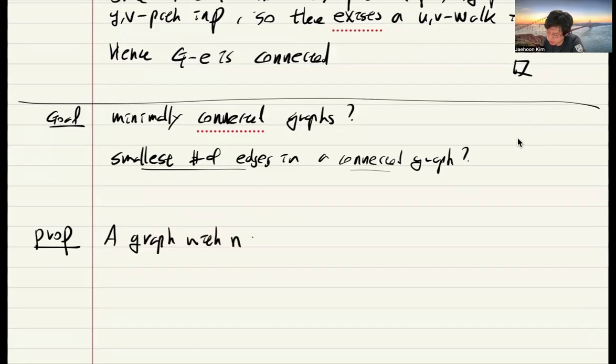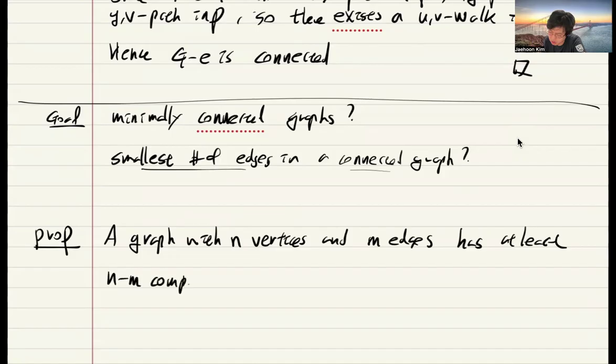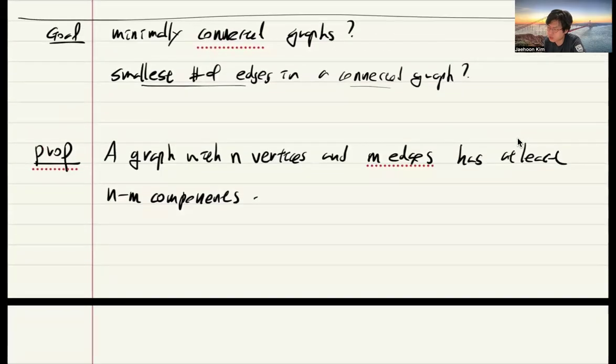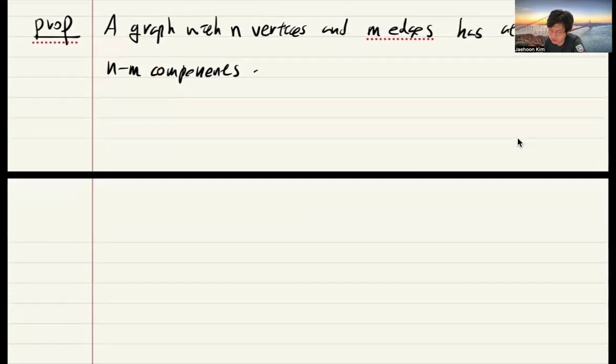So if you have a graph with n vertices and m edges, then it has at least n minus m components. So we can prove this. Then this kind of shows that if you want to get a connected graph, then this has to be 1. Sorry, it has to be 1 component. So this has to be less than or equal to 1. That kind of gives you some bounds on the number of edges in terms of n.